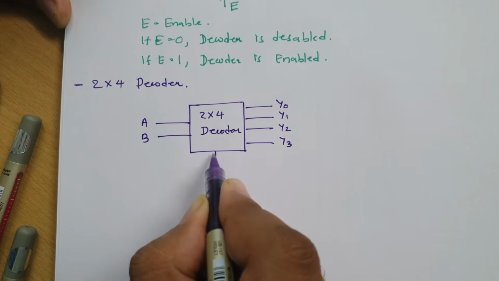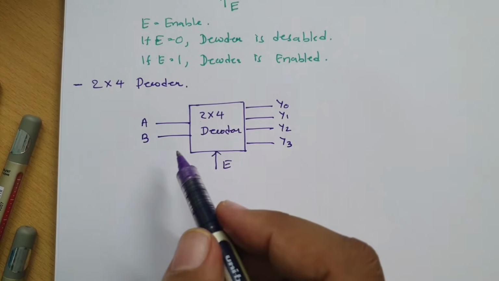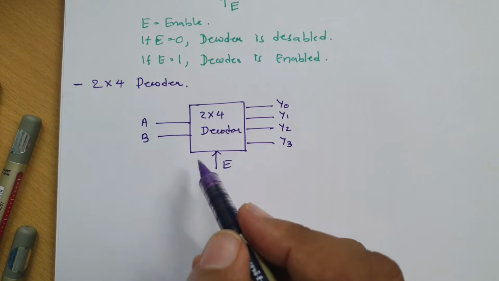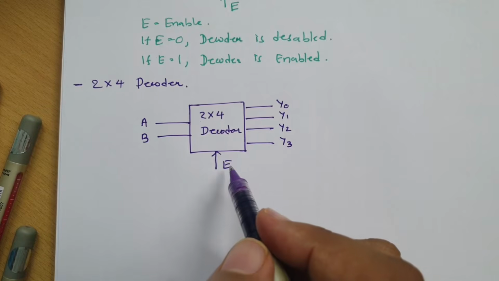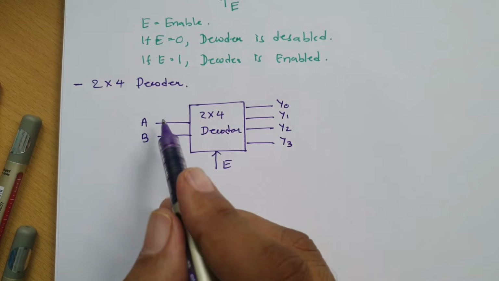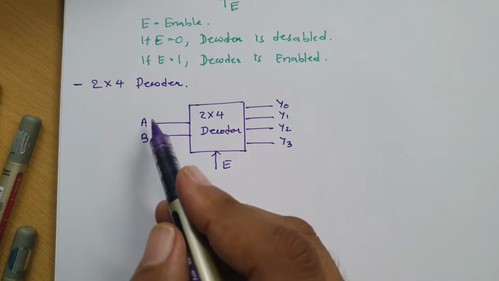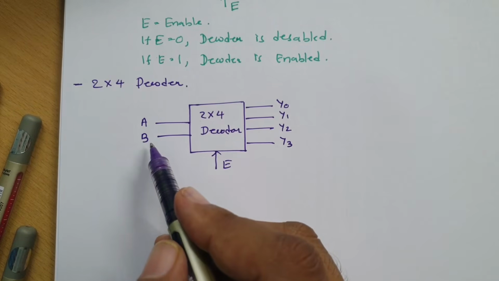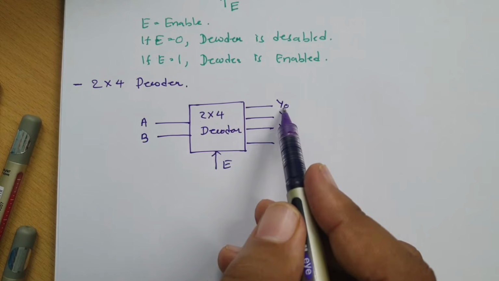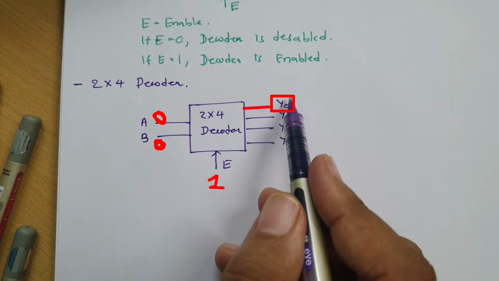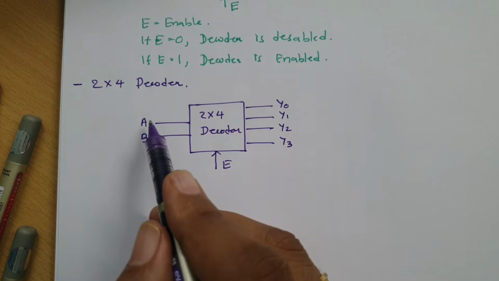Now in this decoder we have an enable pin, and this enable pin will enable and disable the decoder. So if E equals 0, all outputs will be 0, but when E equals 1, with respect to the input, the output will get selected. For example, if A and B are 0, 0 with enable pin equal to 1, then the Y0 terminal will get selected and it will be 1, and the other terminals will be 0.